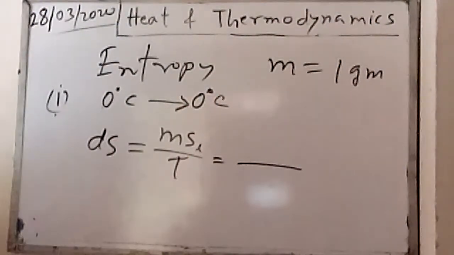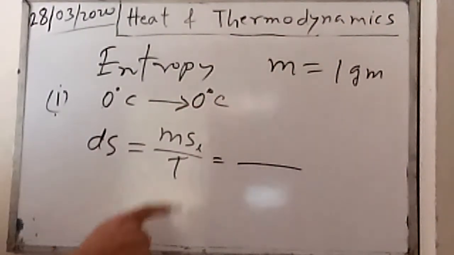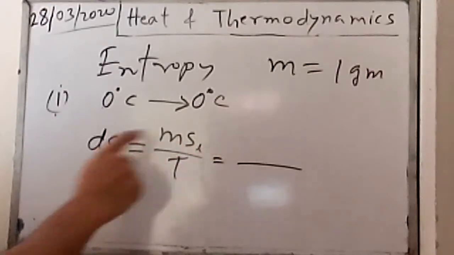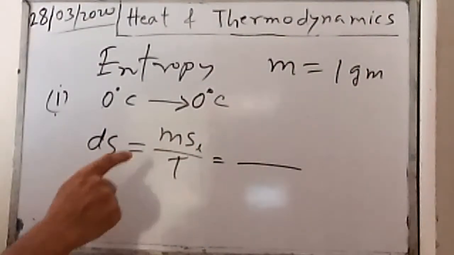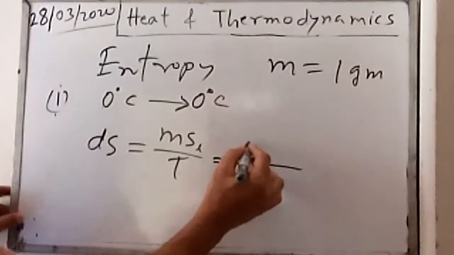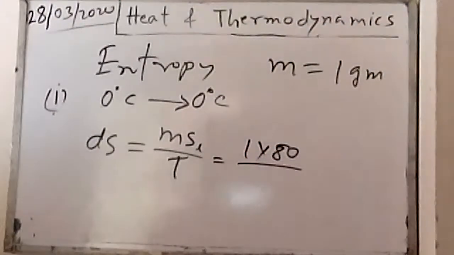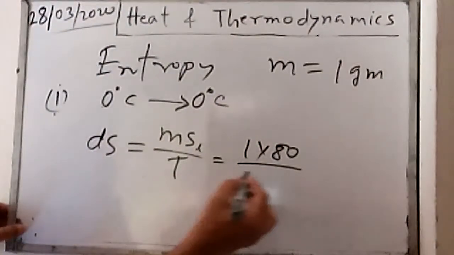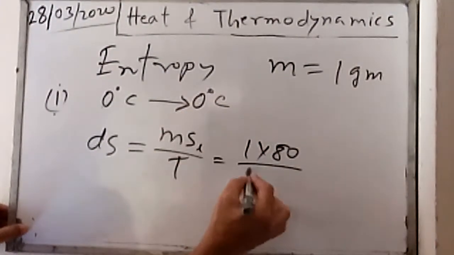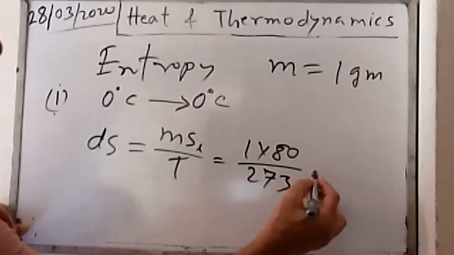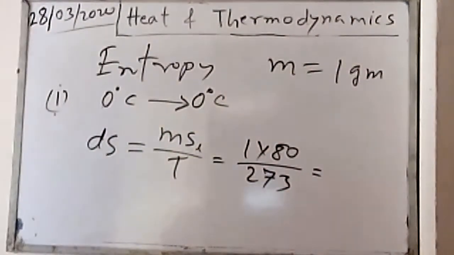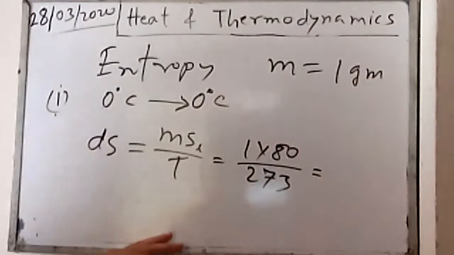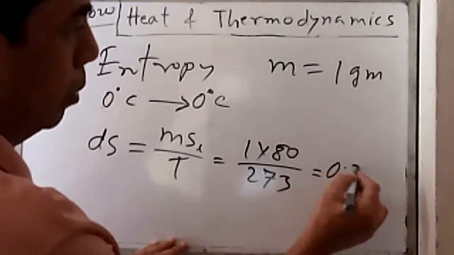There is no temperature change, so instead of specific heat it will be latent heat. Mass 1 gram into 80, the latent heat of ice is given as 80 calorie per gram, and temperature 0 degree Celsius means 273 Kelvin. This is equal to 0.293.